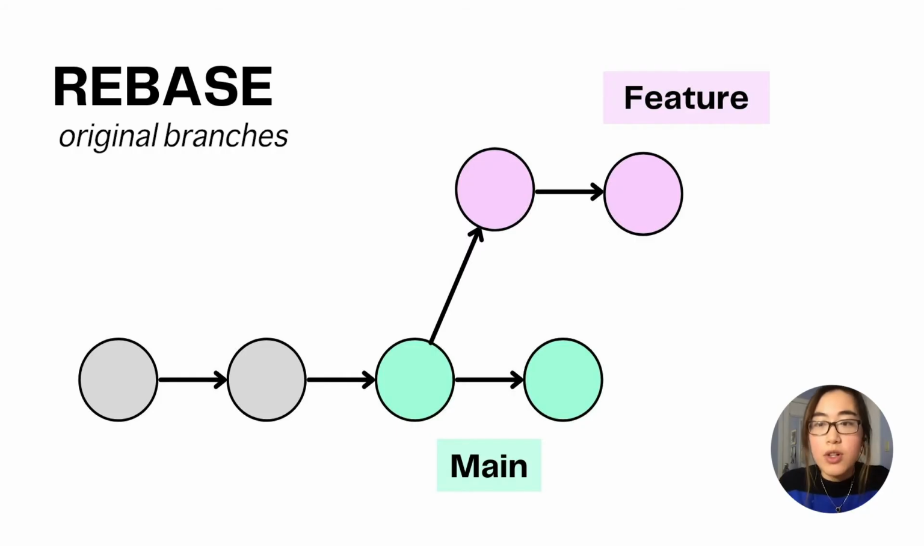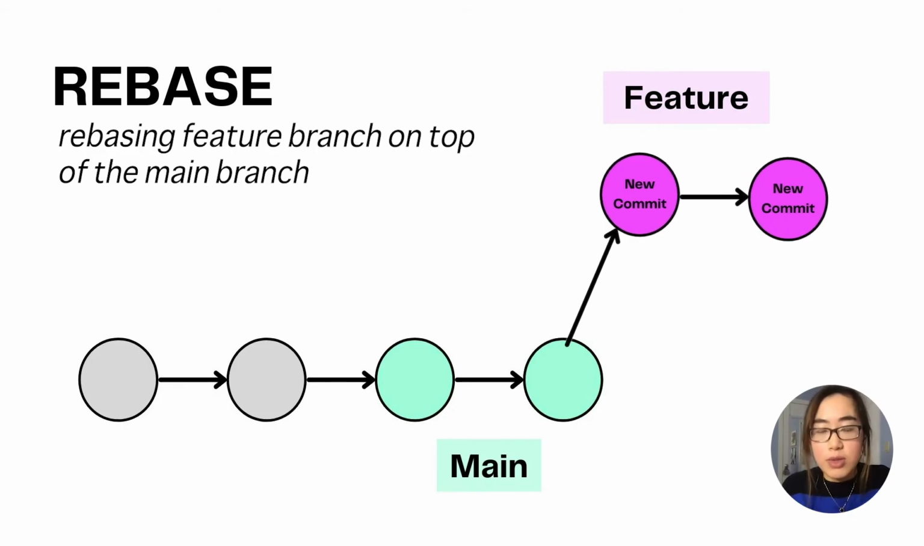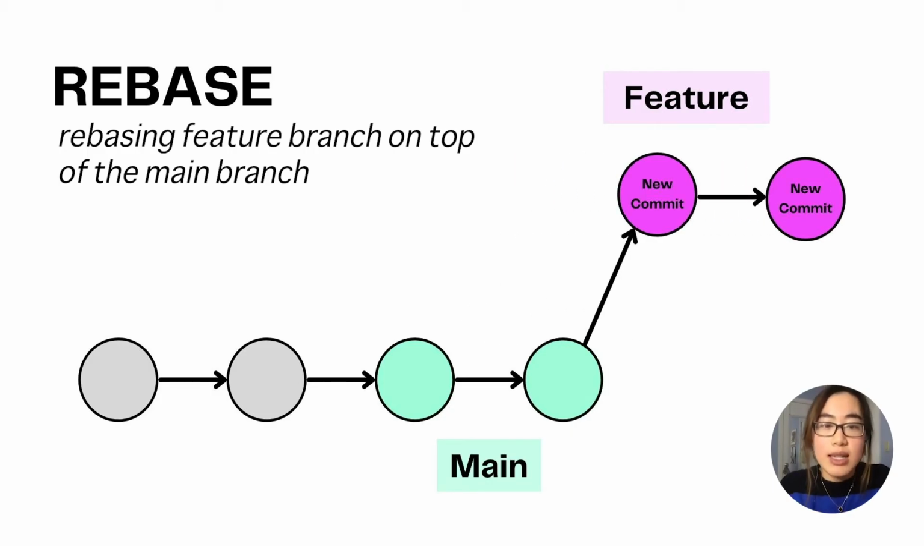So the first option we'll be talking about is going to be rebasing. Rebasing essentially moves your entire branch to begin at the most recent version of main. This means that instead of using a merge commit, rebasing actually rewrites the project history by creating new commits for each commit in your personal branch. The benefit of rebasing is that you have a clean linear project history.